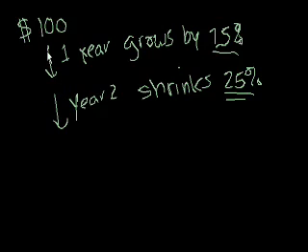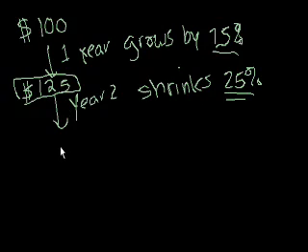So let's figure this out. If I start with $100 and I grow it by 25%, 25% of 100 is $25. So I grew it by $25, so I go to $125. Right? So after 1 year of growing by 25%, I end up with $125. And now this $125 is going to shrink by 25%. If something shrinks by 25%, that means it's just going to be 0.75 or 75% of what it was before, right? 1 minus 25%.